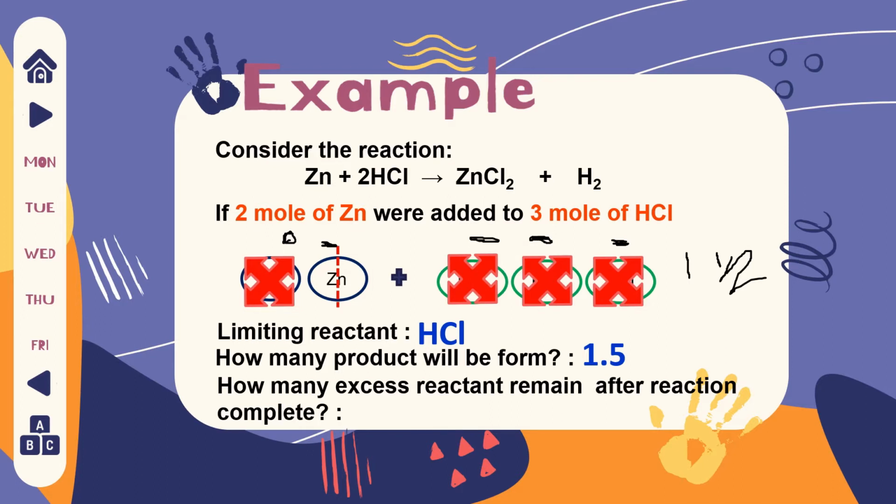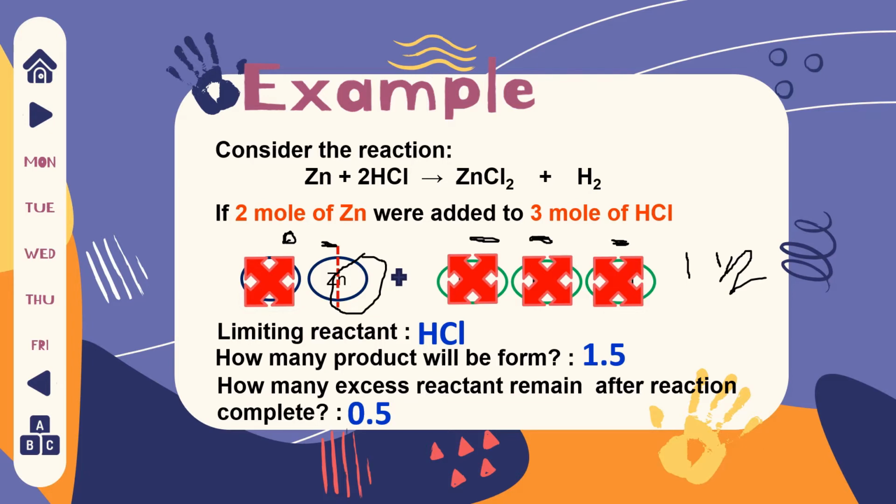So how many excess reactant remain after the reaction complete? So tadi kita kata kita punya limiting reactant is HCl. So HCl is completely consumed, habis digunakan. Tapi zinc kita hanya tinggal berapa? Kita hanya tinggal another half. So berapa banyak yang tinggal after reaction complete? Is 0.5. Okay, which is refer to the zinc. Okay, understand? Understand, class? Okay, I hope you understand. If not, you may rewind back this video.